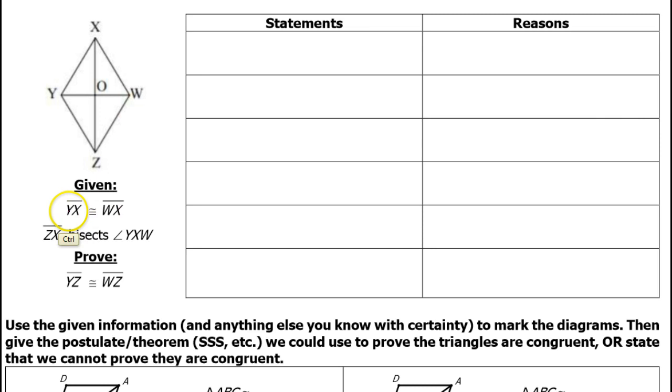So first of all, we are given that YX is congruent to WX. So those are congruent. We're also given that ZX bisects angle YXW. Okay, that's this angle up here. So if ZX is an angle bisector, that means these two angles will be congruent, all right? Because we're splitting angle YXW down the middle, and I get two congruent pieces.